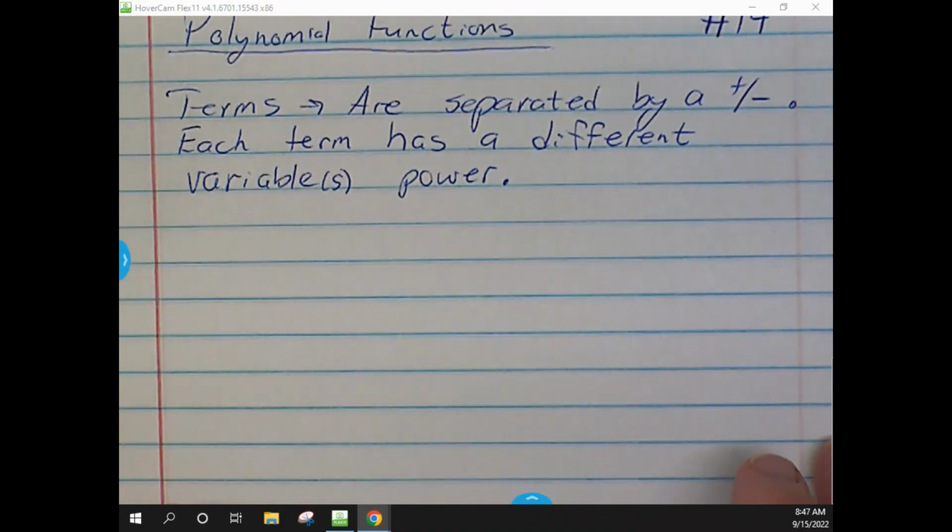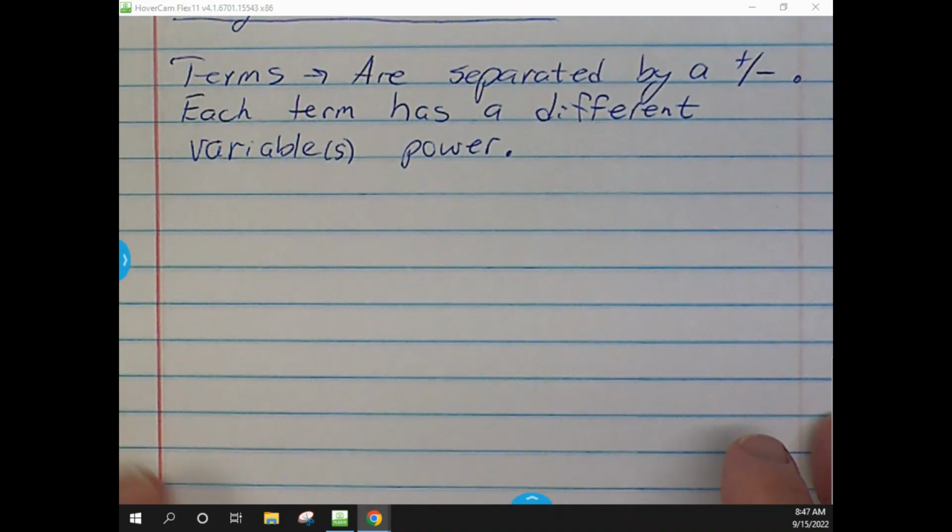Most of the time, they're only going to have one variable. If they happen to have two variables, you've got to realize that each term has a different variable or variable's power. So, if you happen to have an x squared and an x squared, you would combine like terms to make it just one term for that thing. So, I guess that's what terms are and how they're going through that, and that's kind of the big thing we're looking at.